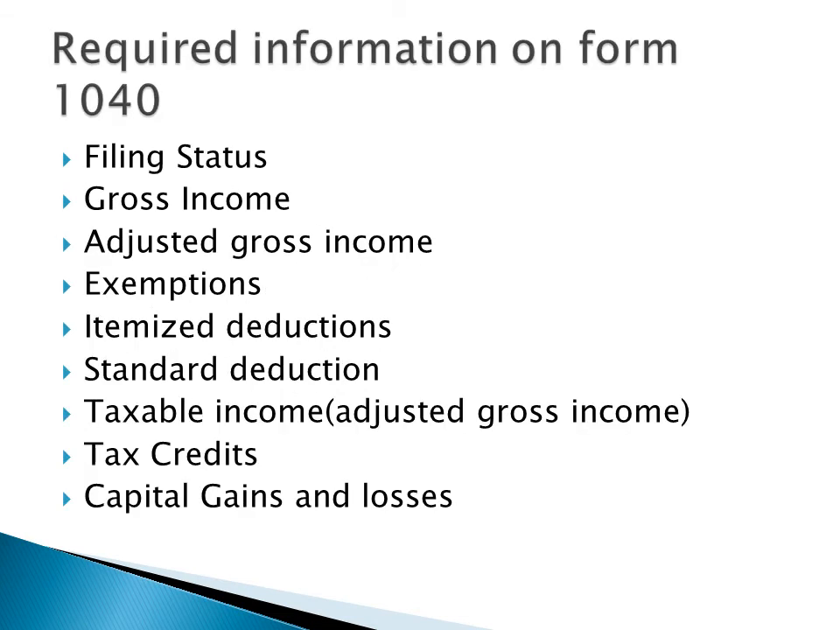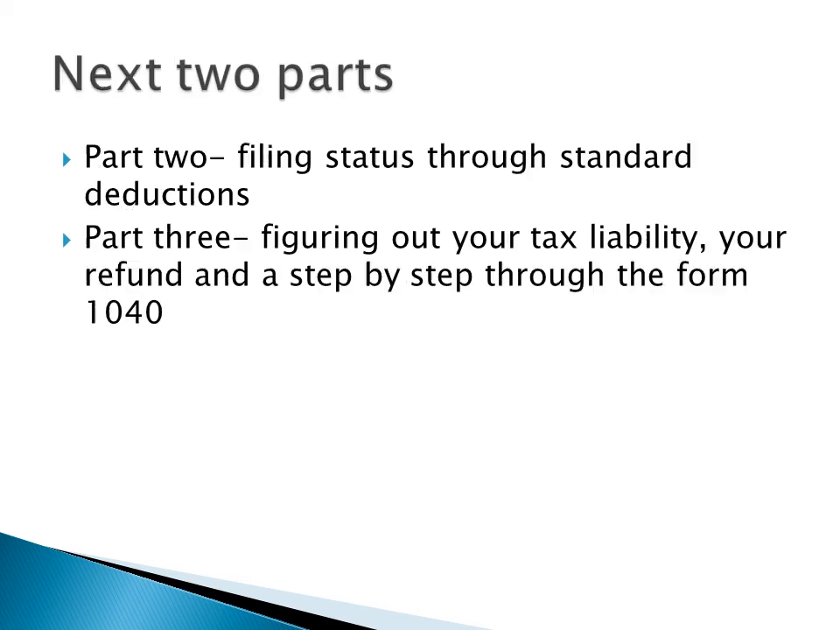The required information that's put on a 1040 form is your filing status, your gross income, your adjusted gross income, your exemptions, and itemized deductions or standard deductions. I'm going to focus on that a little bit in the second video. If your itemized deductions are greater than your standard deductions, obviously you want to use your itemized deductions. Your taxable income is going to be on there, your tax credits, as well as your capital gains and losses in the event that you're an investor.